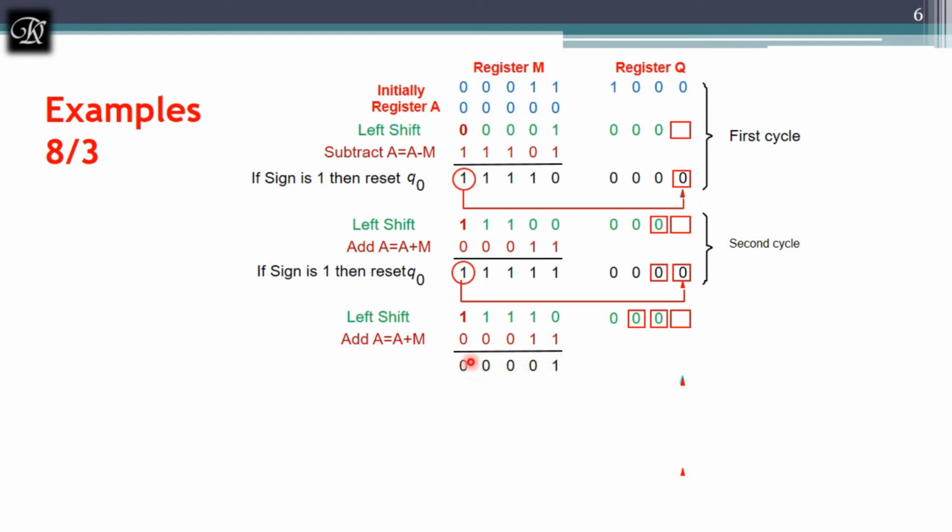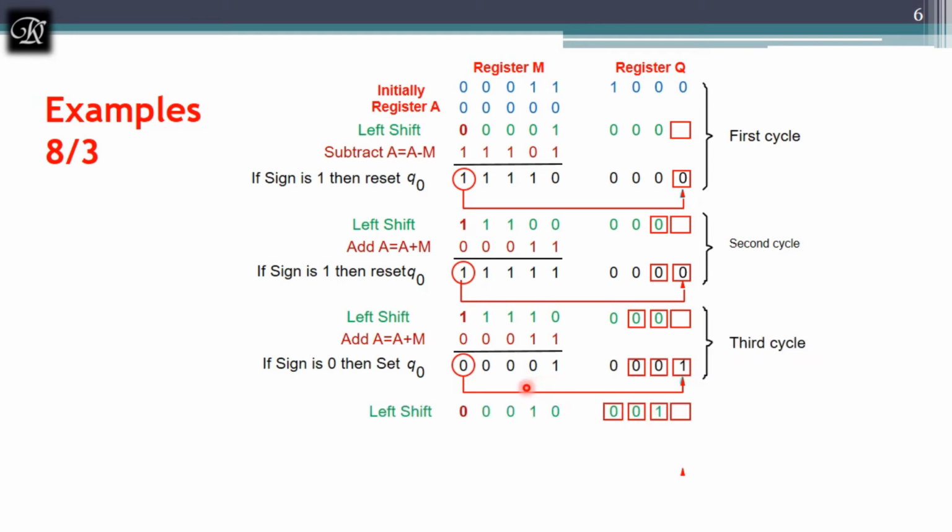So now the A sign bit is having 0. That's why I have to set the value of Q0. The inverse of this will be in the Q0. Now this is going to finish the third cycle. Next again perform the left shift operation.